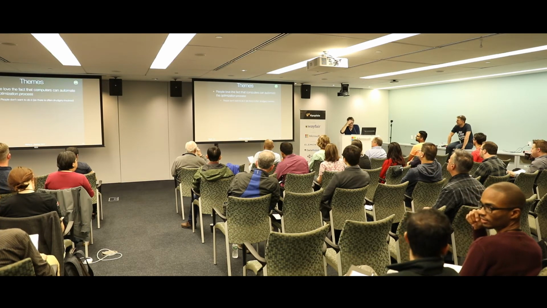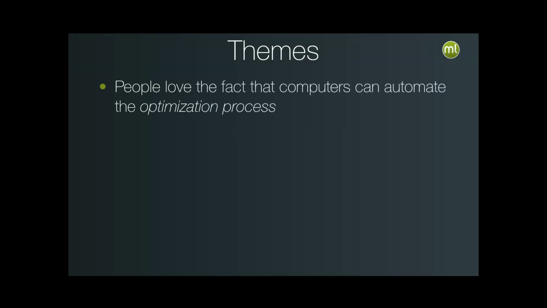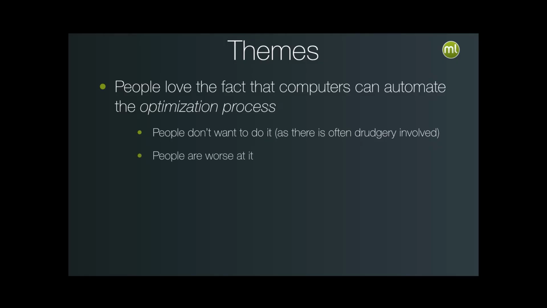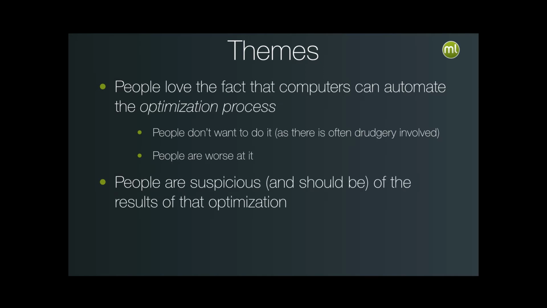Yeah, so the idea here is that people love that computers can automate their optimization process, right? You're not going to question a calculator. You put in a couple of big numbers and you sum them, and you look at the sum, and you're going to trust that calculator, right? It's not that people don't trust computers. They know what they're bad at. They know when the computer's doing something it's supposed to do.